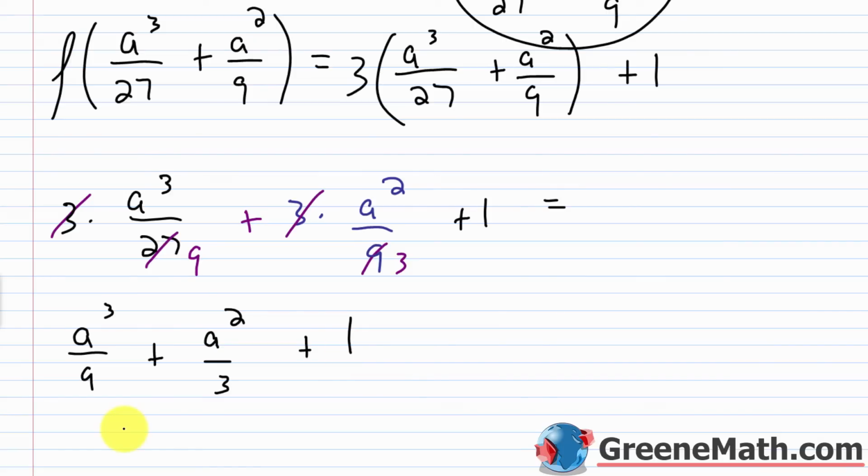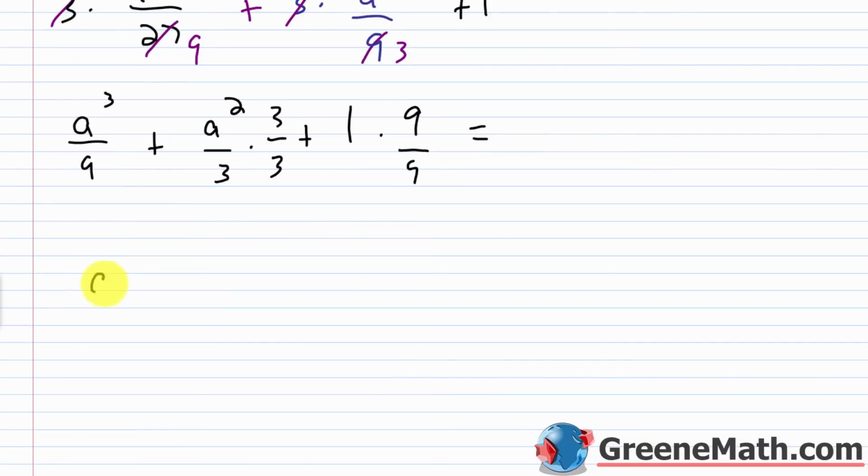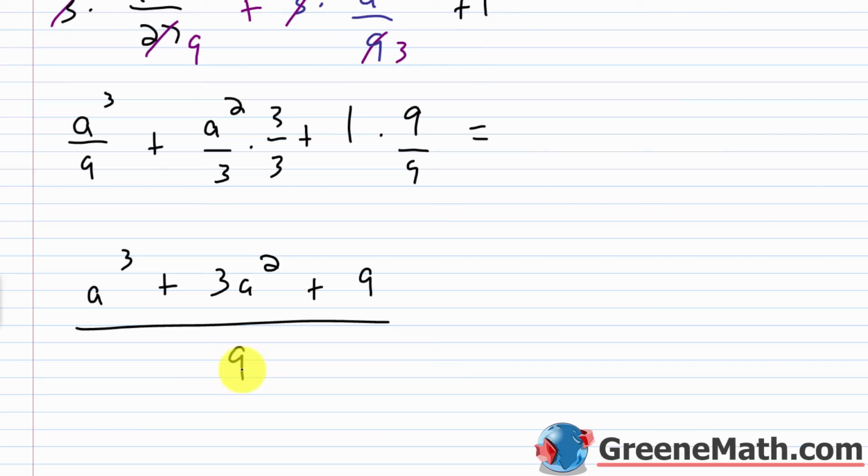If you did want a common denominator, you'd multiply this by 3 over 3. So you could have a denominator of 9, and this by 9 over 9. So that would end up giving you a cubed plus 3a squared, then plus 9 over the common denominator of 9. So that would be your answer if you wanted a common denominator, one single fraction: a cubed plus 3a squared plus 9 over 9.